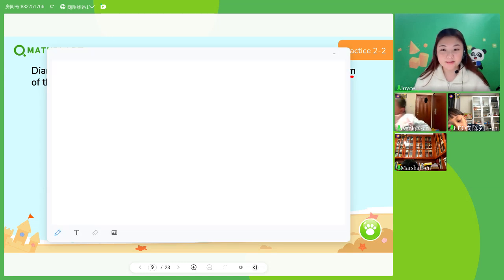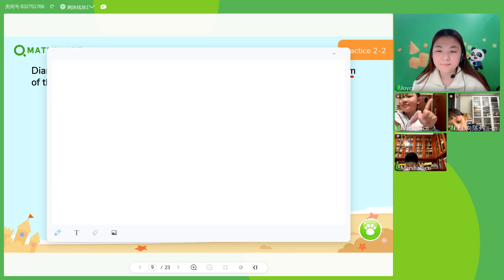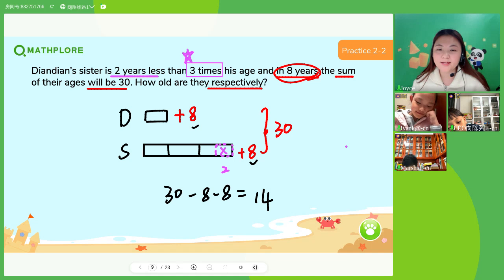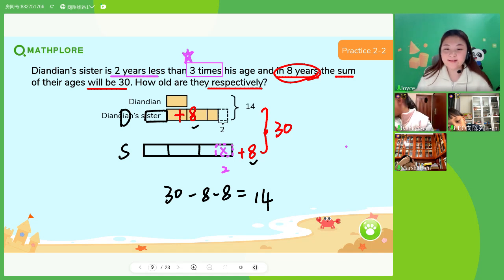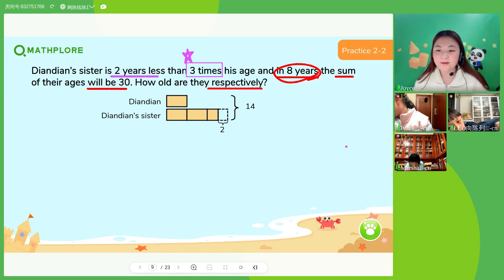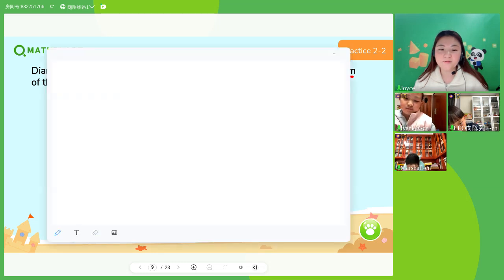And I'd like to give you guys the whiteboard. I'm sorry, I have to do a screenshot again. So let me show you guys the model with this, and we know this sum now is 14, right? So how can we figure out the ages of them respectively? We need to find out both of their ages, right? And then we have enough time to do it. So yes, let's take a try, please.